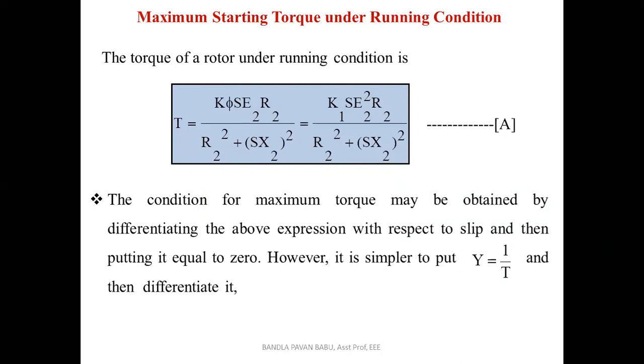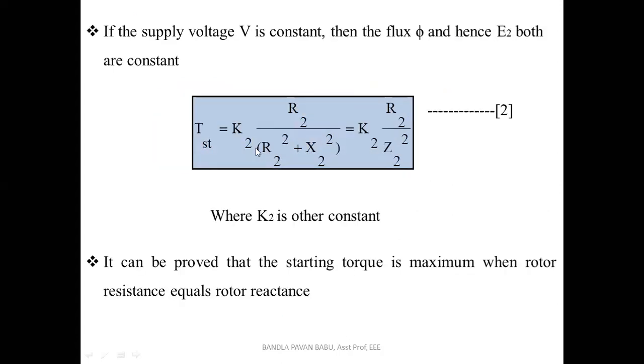Again consider the same torque equation. The torque of a rotor under running condition: T equal to k into phi s into e2 r2 by r2 square plus s into x2 whole square. So this is the same equation we have seen earlier.